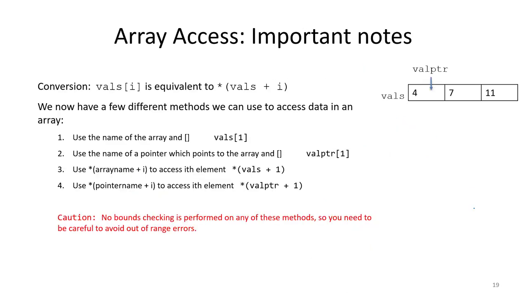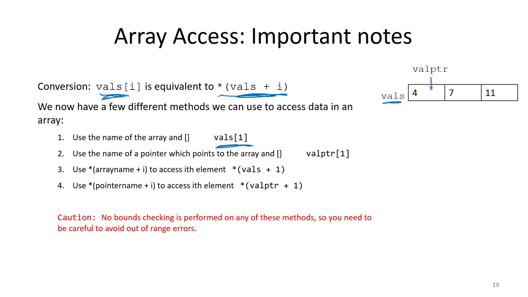Let's briefly summarize. So the key things to remember about accessing array data with pointers are shown here. We can see that if we have this array named vals, notice we can rewrite vals square brackets I, that is equivalent to asterisk vals plus I. And now we have different methods we can use to access data in an array.